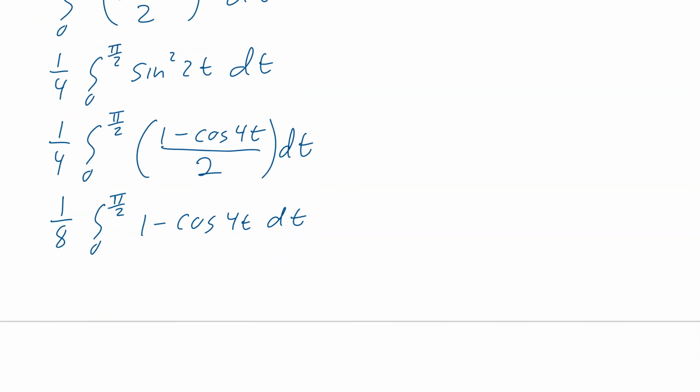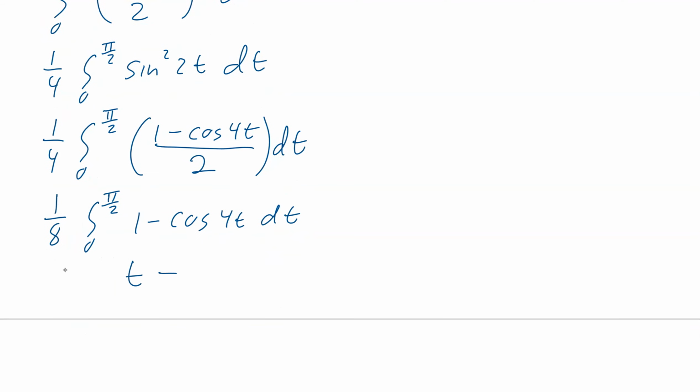And then now we just have to integrate. So this is t minus, and then again it's 1/4 sine 4t. We're not putting plus c this time. There's a 1/8 in front, so we're just going to wait to the end to put that in. But now we need to do pi over 2 and 0. So you still have definite integrals that you're going to have to evaluate as well.